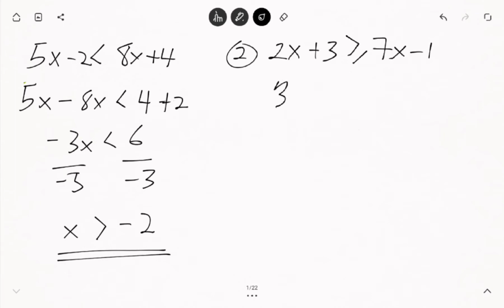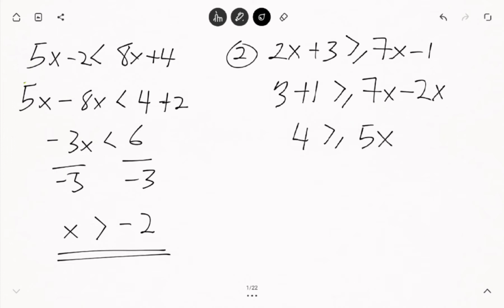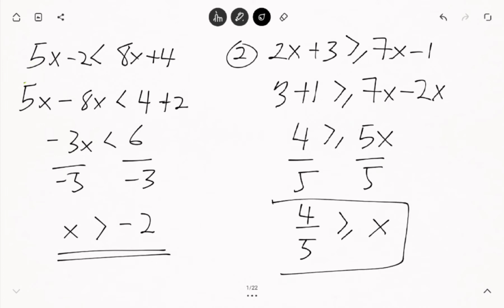So I maintain my 3 here. I bring the negative 1 across to this side, or the left side. It becomes plus 1. Then I have greater than or equal to 7x minus 2x. That is, we sent the 2x to the other side of the inequality sign. 3 plus 1 will give me 4, greater than or equal to 7x minus 2x will give me 5x. From here, to have our x standing alone, we divide both sides by 5. And so we have 4 over 5 over here. Now this is our answer.